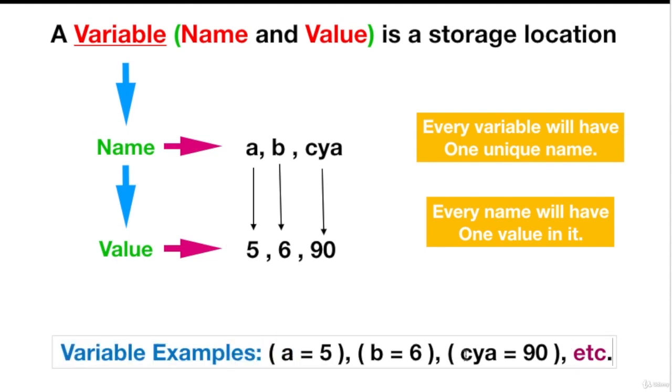Again, just see, we have another variable example: cya equals 90. As I said, a variable contains one name and value. So cya is the name, 90 is the value of cya. So the total cya equals 90 becomes a variable. I hope you are understanding the basic concept of a variable. A variable is a storage location. Through these examples, I hope you have somehow understood what a variable is.